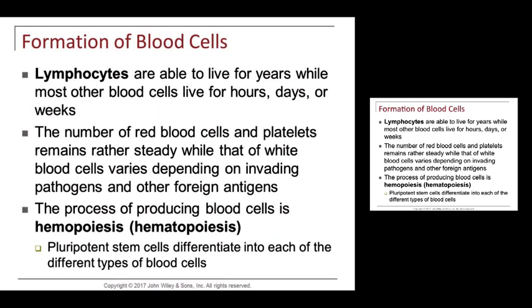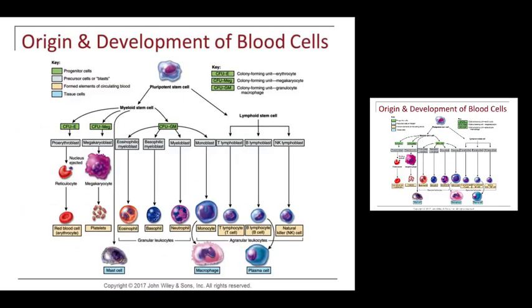Pluripotent stem cells differentiate into each of the different types of blood cells. So if we look here, you can see that we have a pro-erythroblast that will lead into an RBC. But before it becomes an RBC, there's the reticulocyte. And on blood tests, sometimes they'll look at the reticulocyte count. You see that it has a nucleus, but then it ejects it. After it ejects the nucleus, it becomes the red blood cell that is anucleated.